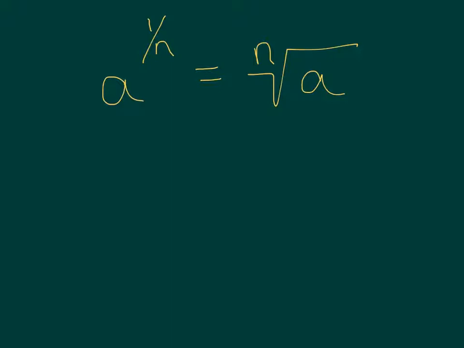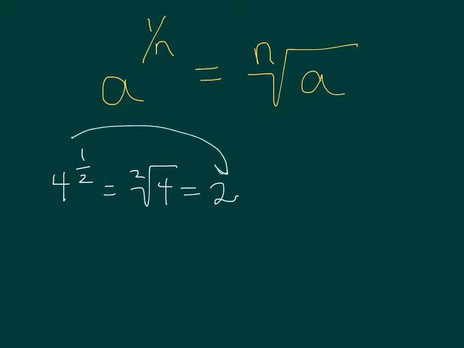So for example, if I had 4 to the 1/2, well, I don't know what 4 to the 1/2 is. I could actually convert that to the square root of 4. So this 2 becomes my index, and this 4 becomes my radicand. Well, I happen to know what the square root of 4 is. It's 2. In other words, 4 to the 1/2 is 2.